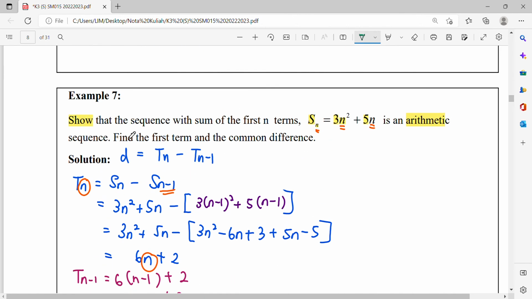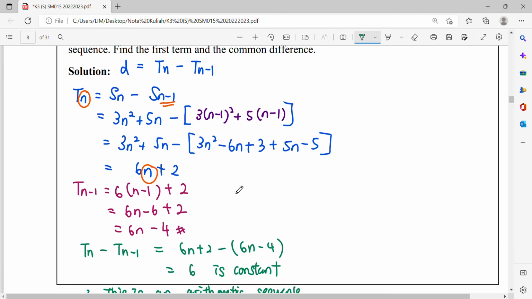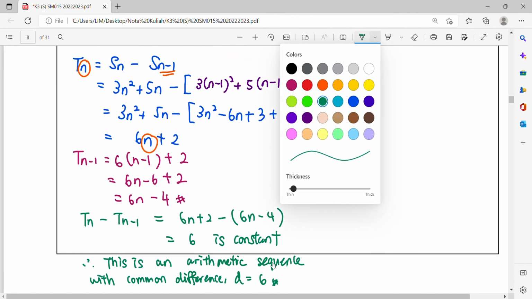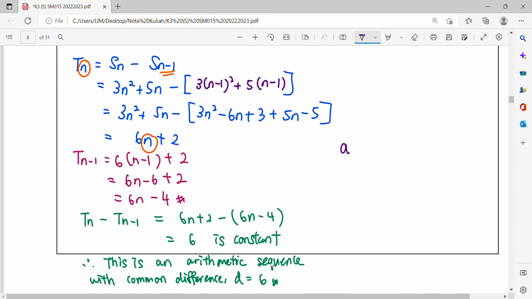Okay, so after that, find out the first term and the common difference. The common difference, we get it already. In order to find our first term, a will be equal to T1. So for T1, substitute 1 here. It will be 6 times 1 plus 2, so our first term is equal to 8. The common difference is equal to 6.